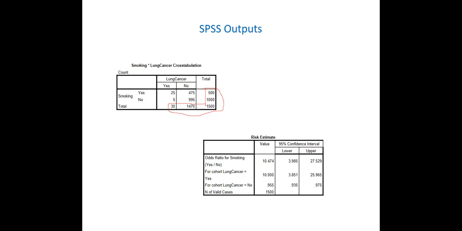Then another concordance is this 995: not smoking, no cancer. He gets what he deserves. If they didn't smoke, they didn't have lung cancer. Those are concordance. Does it make sense? Yes, sir. Now, the discordance are the ones that get what they did not deserve. This person smoked and has no lung cancer. This 475, they smoked, they didn't get lung cancer. It's a discordance. That is a yes, no.